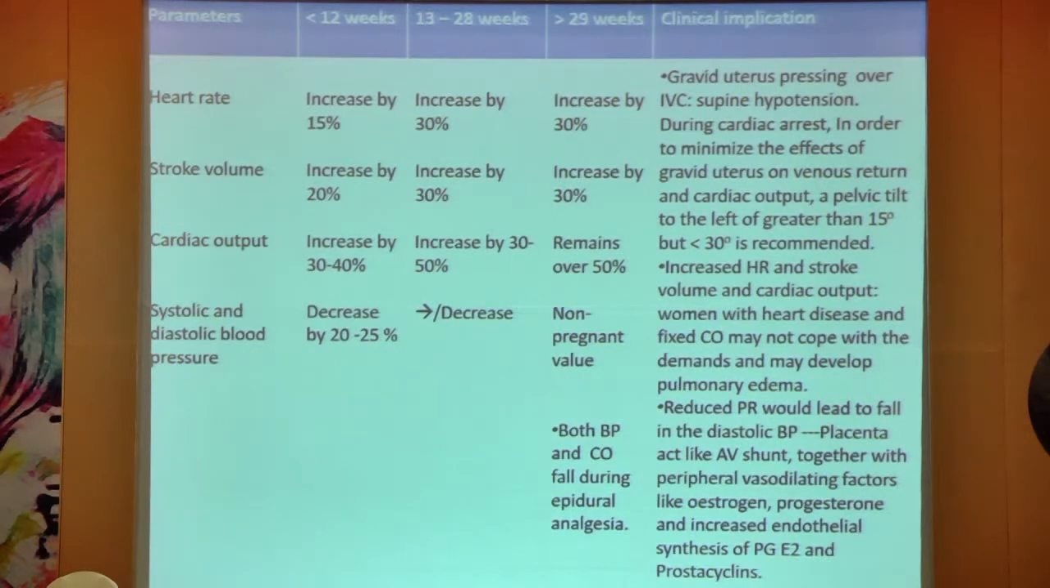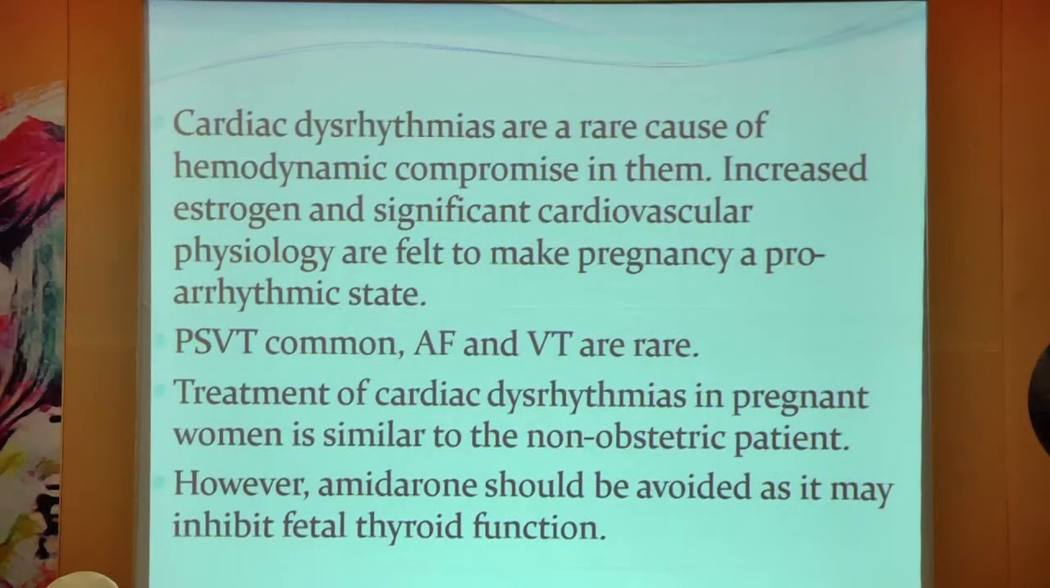Both blood pressure and cardiac output fall during epidural analgesia. In as much as 8% of cases, there could be a 30 to 40% fall in the blood pressure. The pregnancy state is a pro-arrhythmic state, and paroxysmal supraventricular tachycardia is more common. Treatment of cardiac dysrhythmia in pregnant women is similar to the non-pregnant patient. However, amiodarone should be avoided as it inhibits fetal thyroid function.